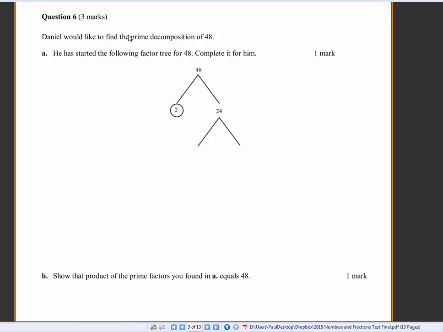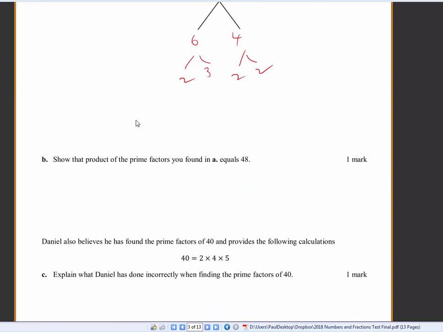Okay, so Daniel would like to find the prime decomposition of 48, and he's generated this factor tree. So we started with 2 and 24, so let's break down 24. We could go 6, 4, 2, 3, and 2, 2. There's heaps of different ways of doing that, so don't worry about what you did as long as you got 2, 2, 2, 2 and 3, it's fine.